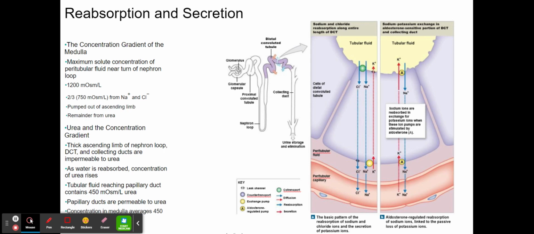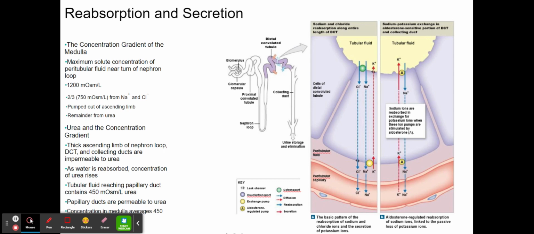To understand how urea arrives at the medulla, let's look ahead to the events in the last segments of the collecting system. The thick ascending limb of the nephron loop, the DCT, and the collecting ducts are all impermeable to urea. As water is reabsorbed, the concentration of urea gradually increases in the tubular fluid. When the tubular fluid reaches the papillary duct, it typically contains urea at a concentration of about 400 milliosmoles per liter. Because the papillary ducts are permeable to urea, the concentration in the deepest parts of the medulla also averages 450.